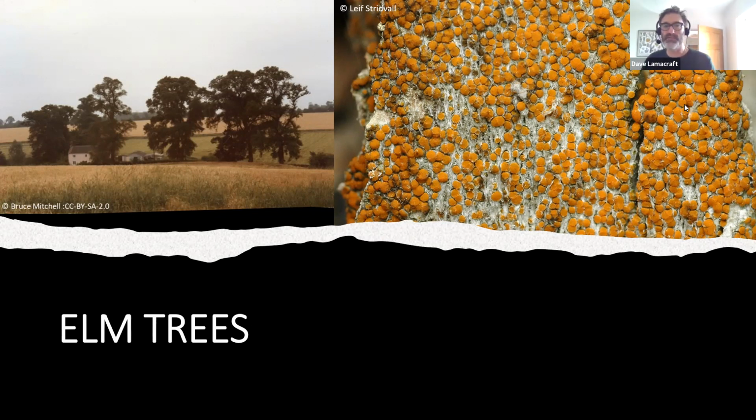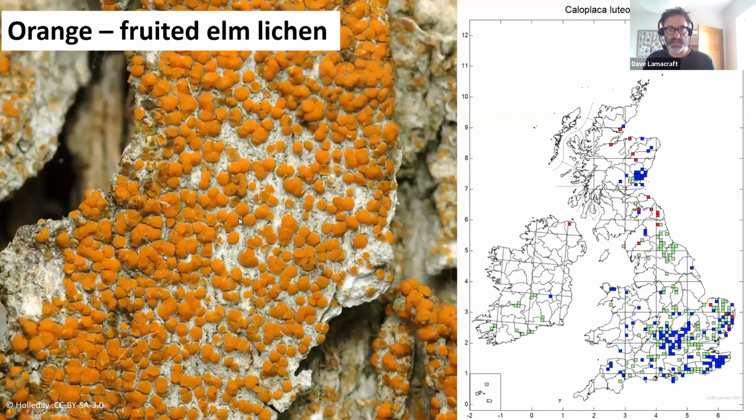And elm trees had, and still have where they survive, some really specialist lichen species, really specialist to elm trees, such as the orange-fruited elm lichen at the top right there. So the orange-fruited elm lichen is probably the classic elm species. It has really particular requirements, obviously really liked the elm bark, quite sensitive to pollution, but really likes that chemistry and the moisture retentive properties of the elm trees.